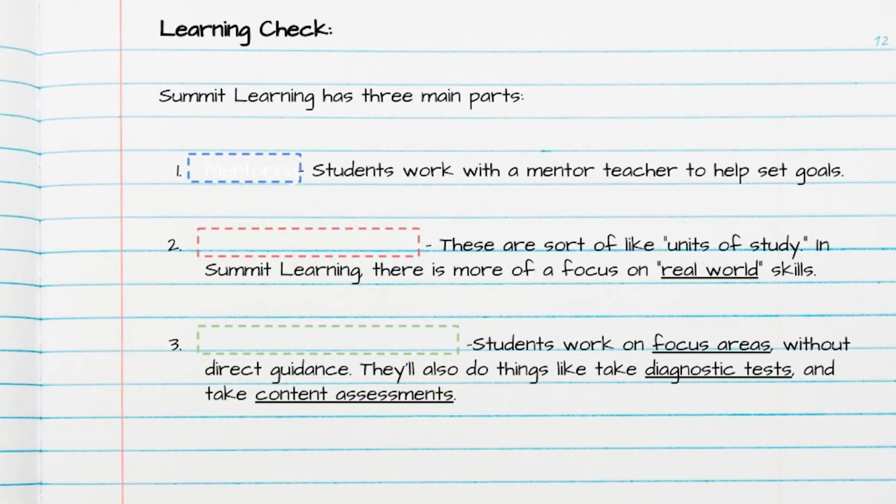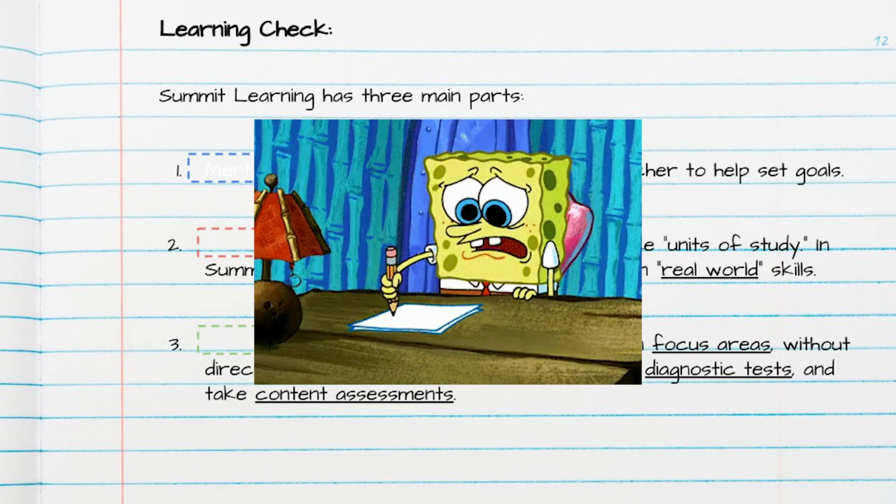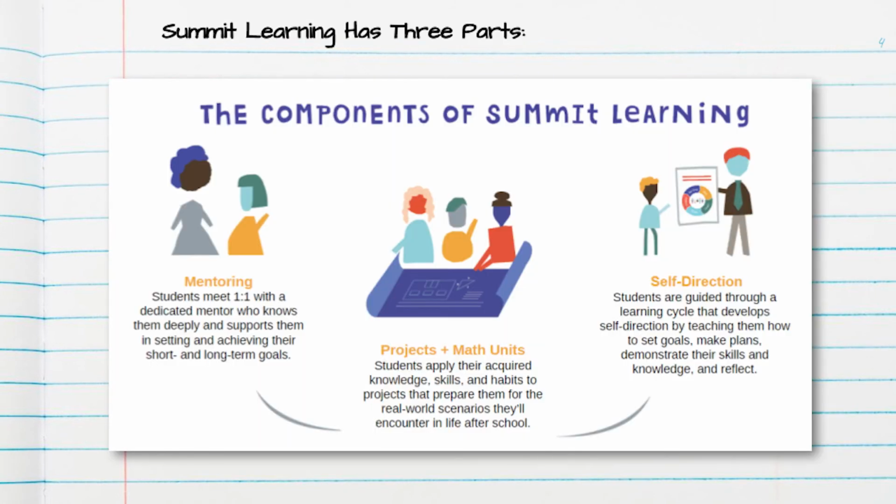Learning check before we go any further. Summit Learning has three main parts. Can you remember what these are without looking down at your notes? For the first one, students work with a mentor teacher to help set goals. For the second, these are sort of like units of study, and in Summit Learning, they focus a whole lot on real-world skills. And for the third, students work on focus areas without direct guidance. They work independently. Can you remember what the three terms for those were? Those three parts from top to bottom were mentoring, projects and math units, and self-direction.